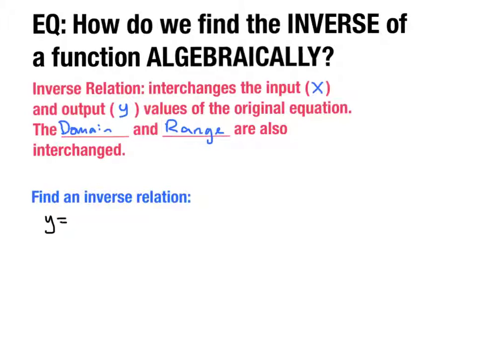Y equals 3x minus 5. To find the inverse, you really just swap x and y. So we're going to swap x and y to get x equals 3y minus 5. And now we're going to solve for y.